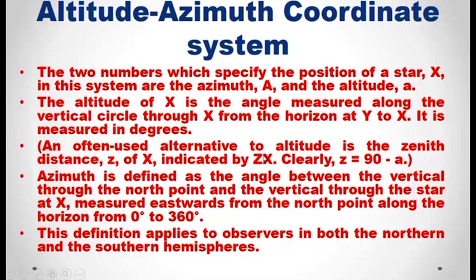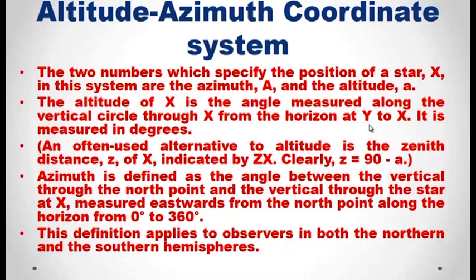Here the object is a star. The 2 numbers which specify the position of a star X in this system are azimuth and altitude. I have taken azimuth as capital A and altitude as small a. Altitude means height, azimuth means the angle. Coming to the measurement of altitude of the star X, this altitude is measured as an angle along the vertical circle through X from the horizon at Y to X.